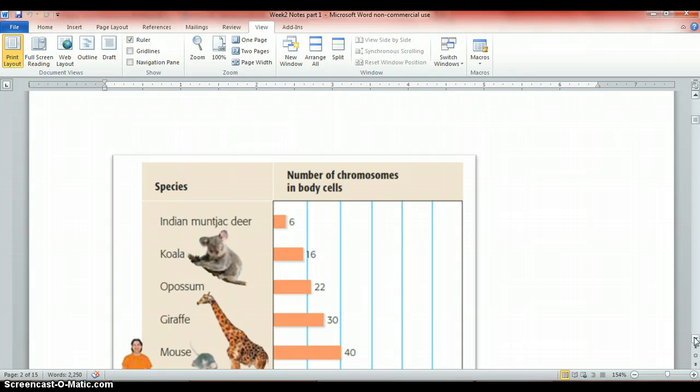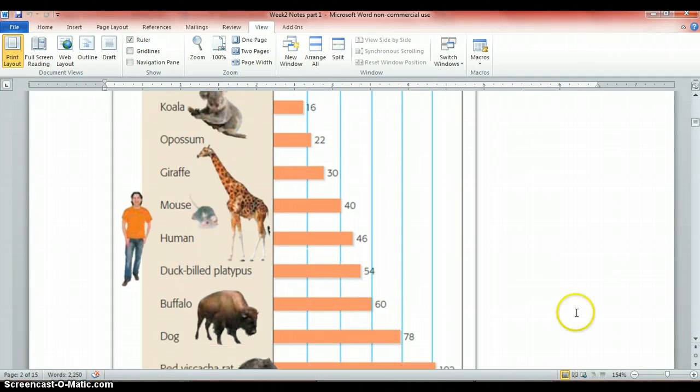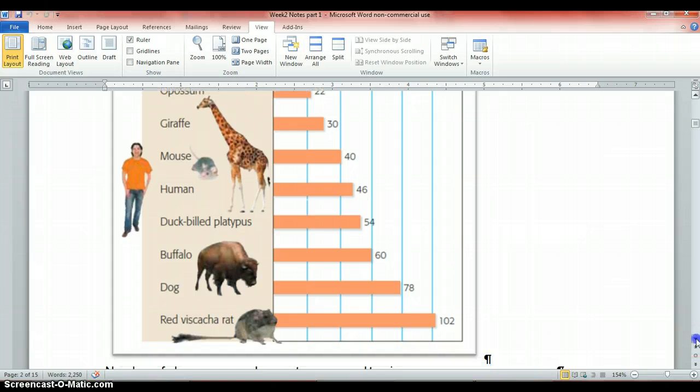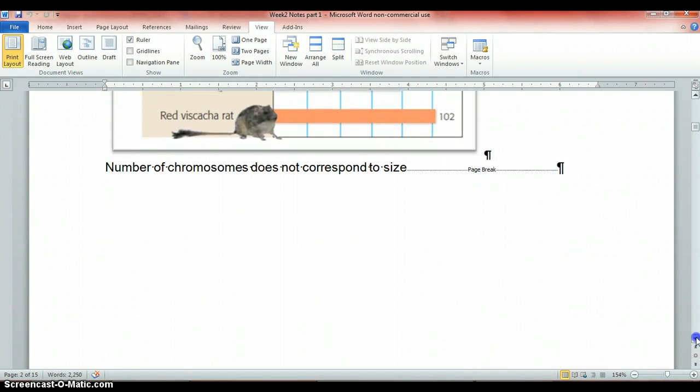Just for fun, this is the number of chromosomes in body cells. So you see Indian muskrat deer have 6, koalas have 16, giraffes have 30, humans we have 46, and this is numbers, so there'll be 23 pairs. And duck-billed platypus, which is a monotreme, so before placental, has 54. So it does not matter how quote-unquote evolved you are. And the best is this red viscacha rat has 102. It's amazing. Okay. And then also, obviously, chromosome number does not correspond to size because our little rat has way more than the humans or the buffalo. Let's go down.